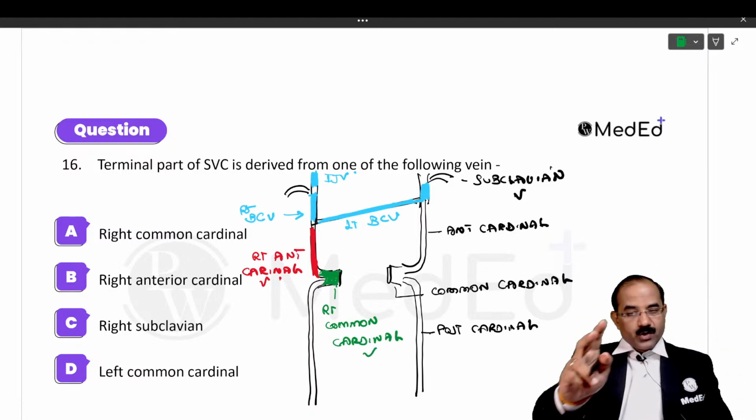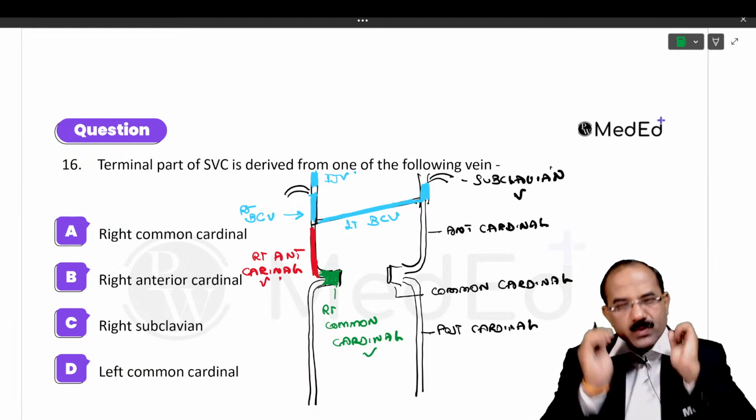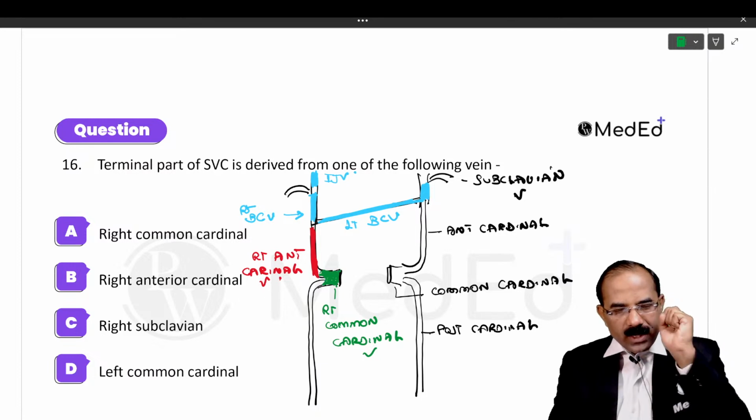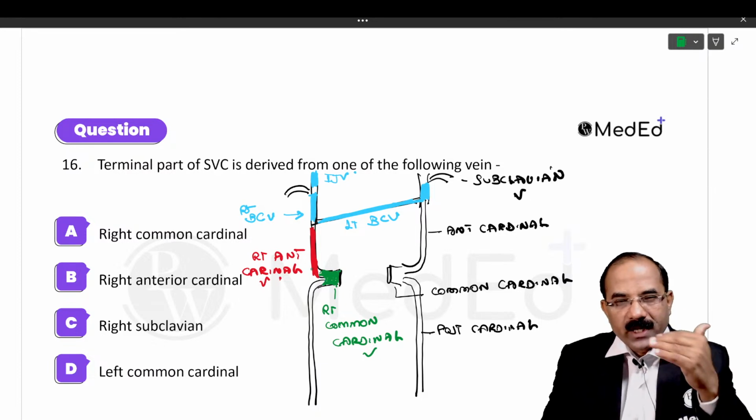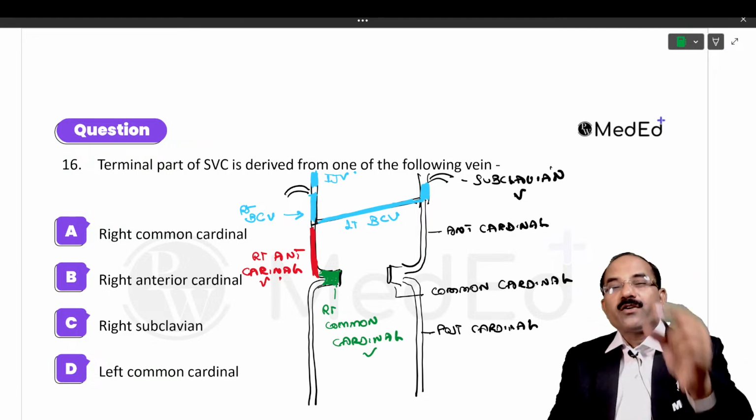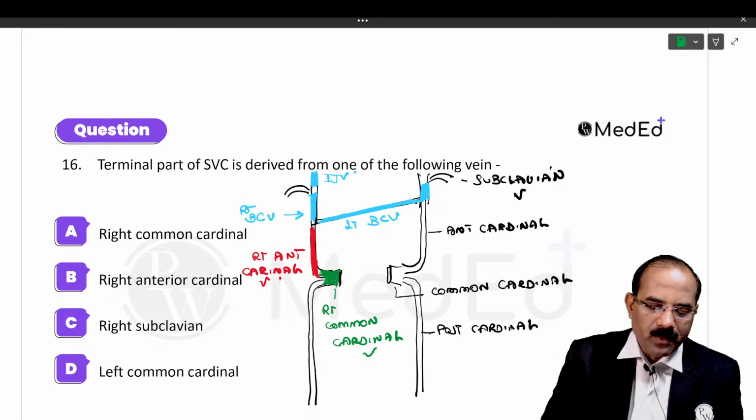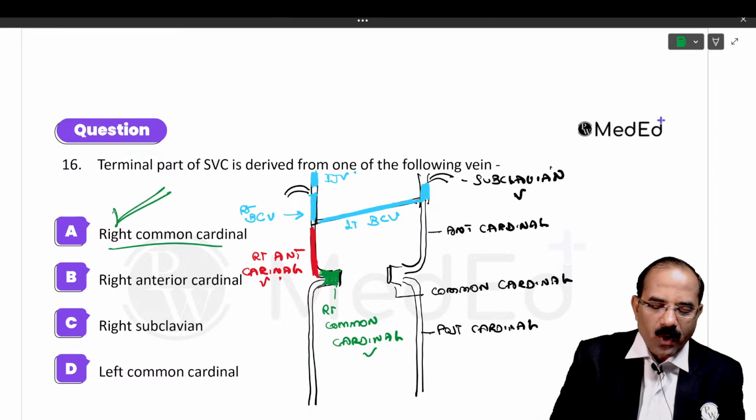मतलब SVC बच्चों, SVC is derived from two sources. नीरज देखो, SVC दो sources से बनता है. एक जो पार्ट है SVC का, that will be derived from the right anterior cardinal vein, and the terminal part of SVC is derived from the right common cardinal vein. यह है right common cardinal. इसका आंसर होगा right common cardinal vein.